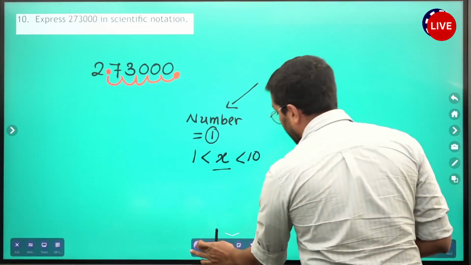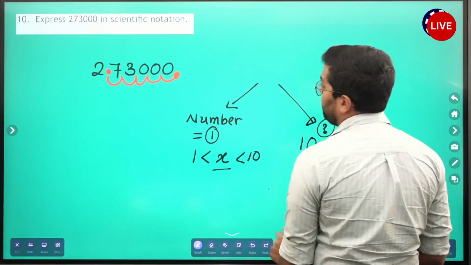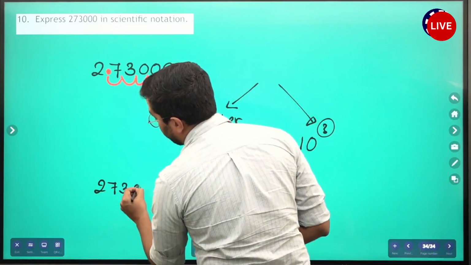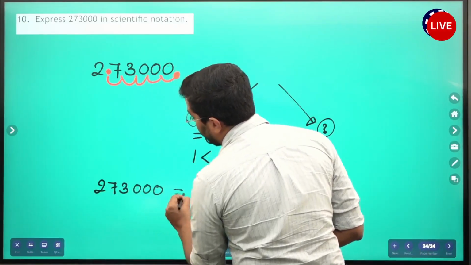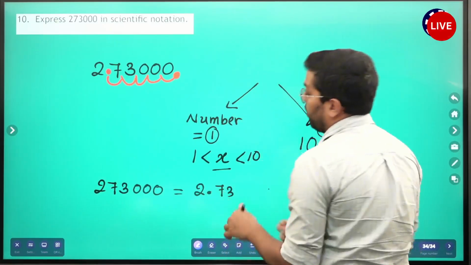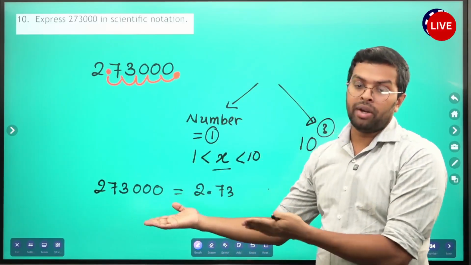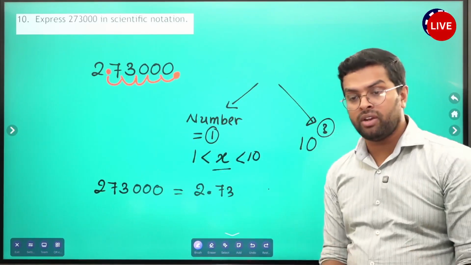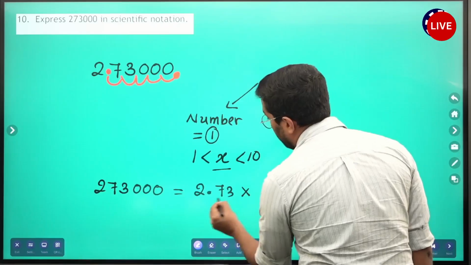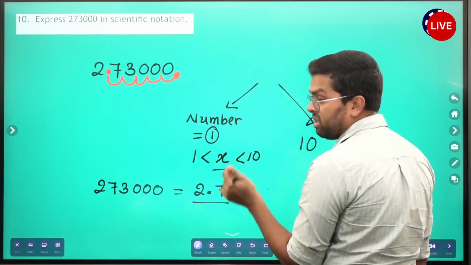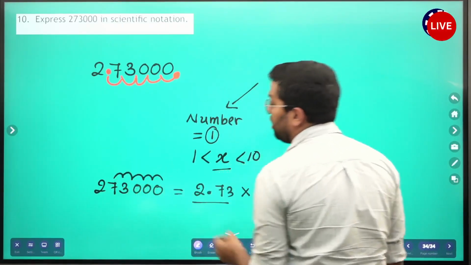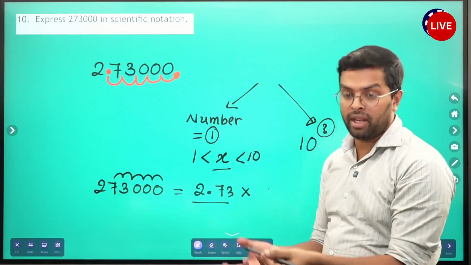2.73. Now, the original number given in the question is 273,000. Now, we have modified that number as 2.73. Now, it is obvious 273,000 is not equal to 2.73. What you have to do in order to get 273,000 again is bring this decimal point 1, 2, 3, 4, 5 units towards your right hand side again.